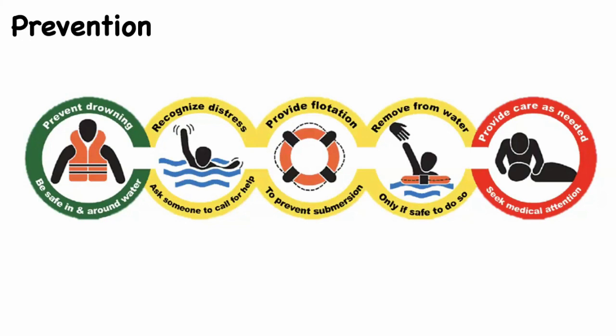So prevention of drowning: being safe in and around water, especially with children, don't leave them unsupervised. Recognize distress, and ask someone to call for help. Provide a flotation device, something for them to hold on to if possible. Obviously that's really important at the seaside so that they can hang on and they don't have to go underwater. Try and get them out of the water only when it's safe for you to do so, and then provide care as required. So this is all just advice that is given by life-saving associations on prevention of drowning.